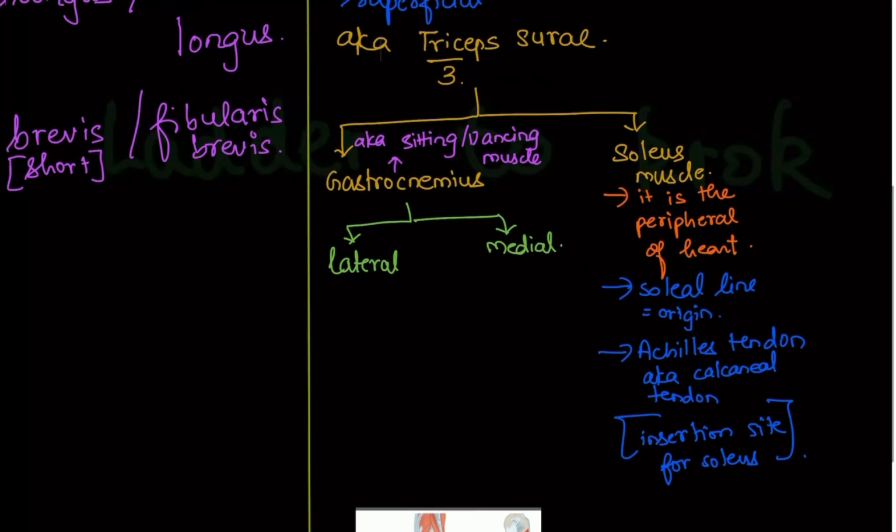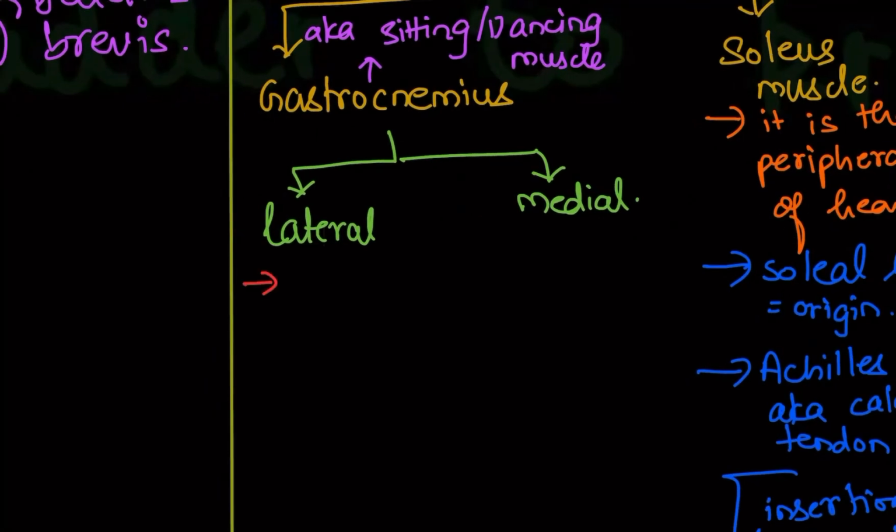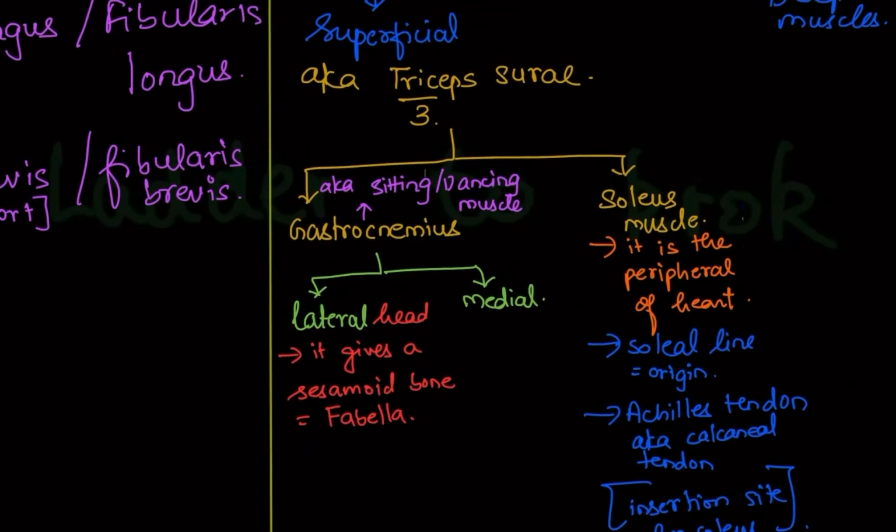Okay. And there is something special about the gastrocnemius lateral head. This gastrocnemius lateral head gives a sesamoid bone, which is known as the fabella. What is it known as? Fabella. Sesamoid bones are embedded in the tendon. So the tendon of the gastrocnemius lateral head will give the fabella. So remember it also.